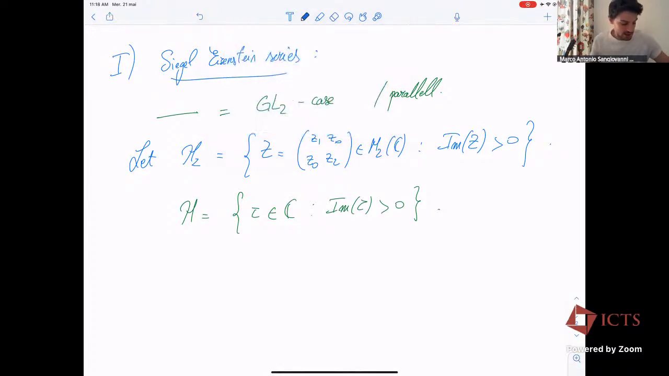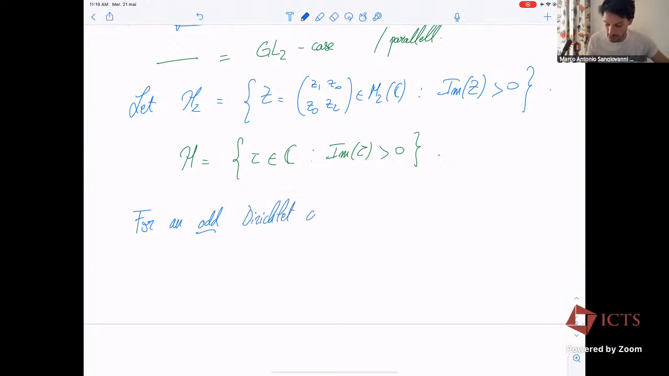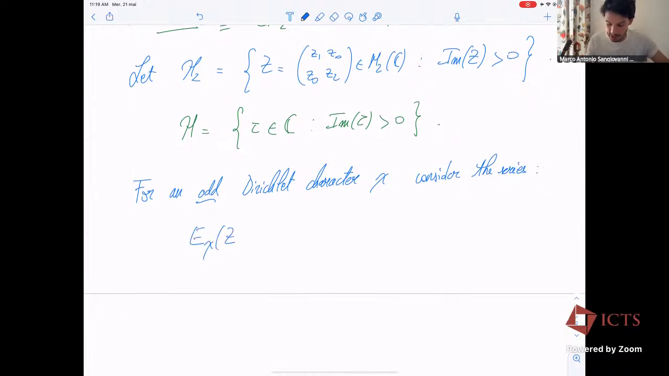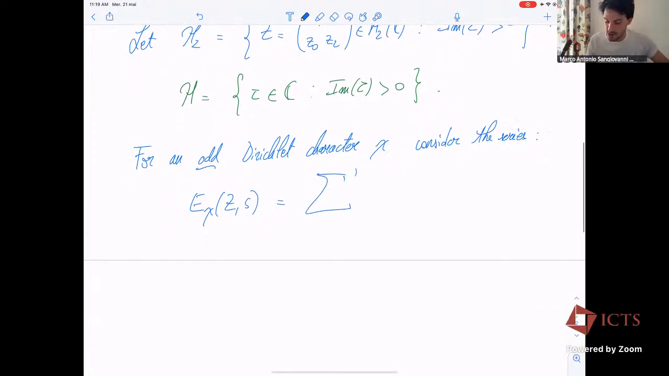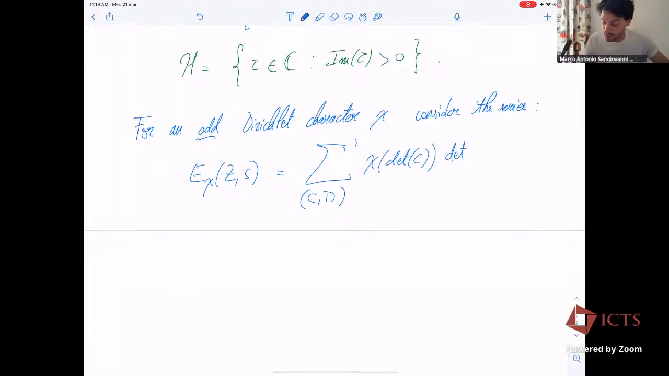Okay. And so for a matrix Z in the Siegel upper half space of genus 2, we can consider, for an odd Dirichlet character chi, the series E_chi(Z, s), which is going to be the sum, where I will say what the prime means, over 2 by 2 matrices C and D which verify some congruence conditions, of chi(det C) times det(CZ + D) to the minus 3, times the absolute value of det(CZ + D) to the minus s.